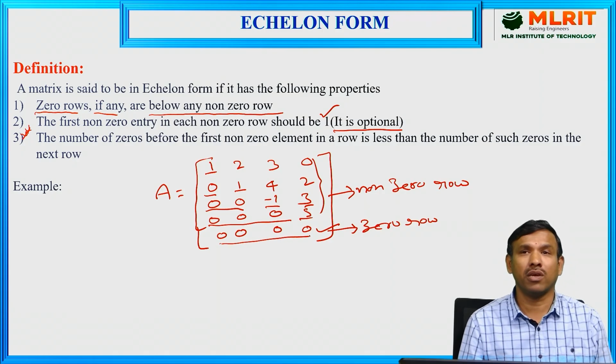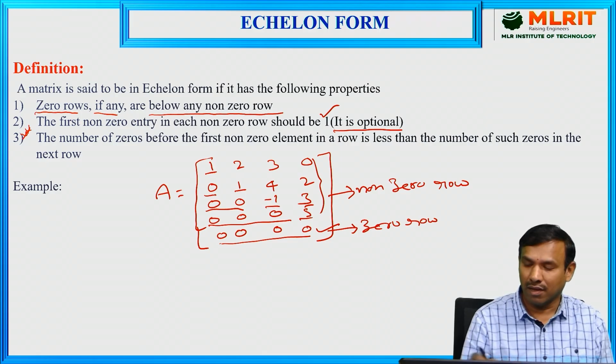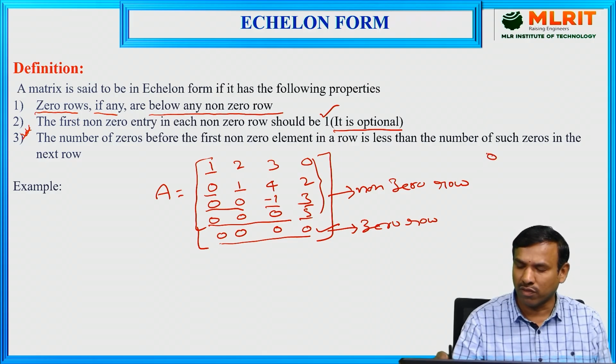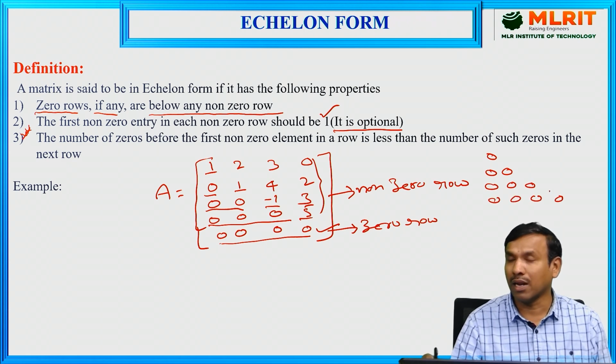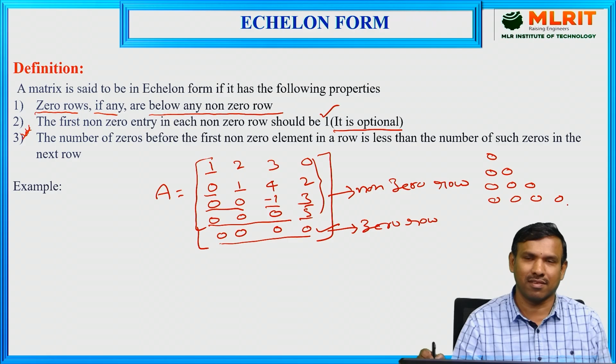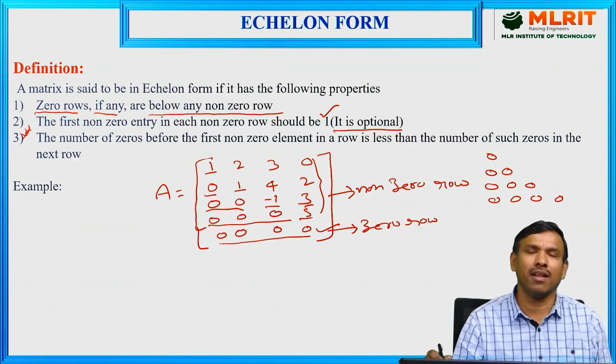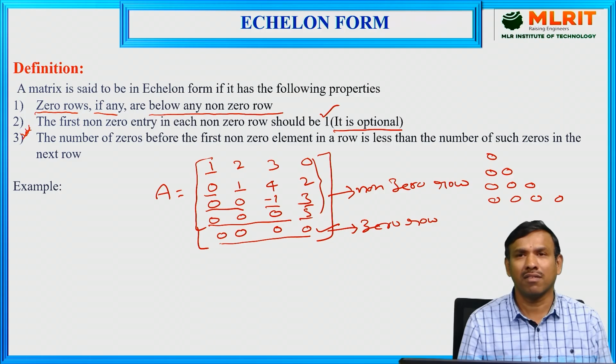See, the number of zeros before the first non-zero entry. So look here, I am writing 1 zero, like this, 2 zeros, and 3 zeros and 4 zeros. Like that, the number of zeros should increase row-wise. Then the matrix is said to be in echelon form. Suppose they are equal, then it is not in echelon form.